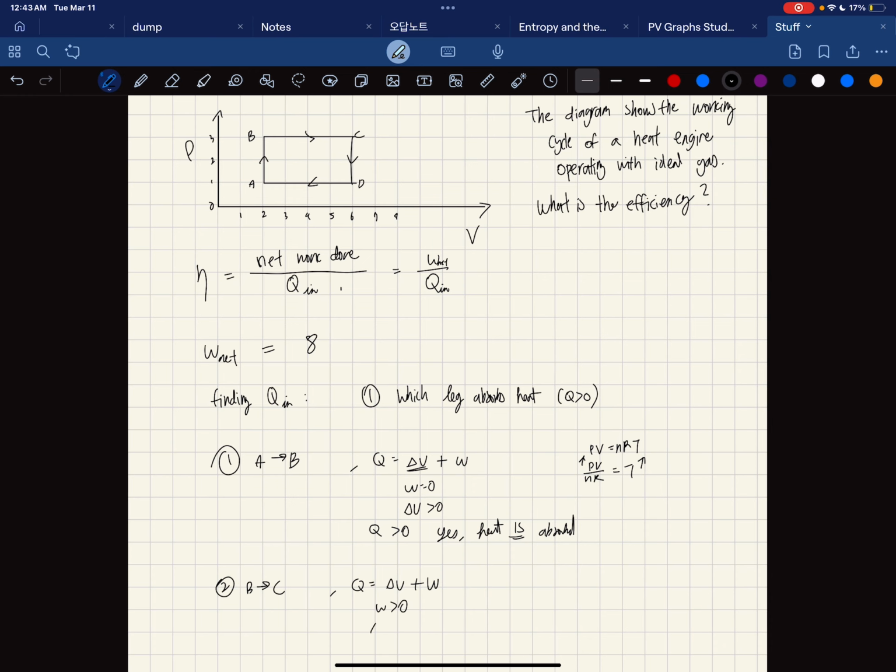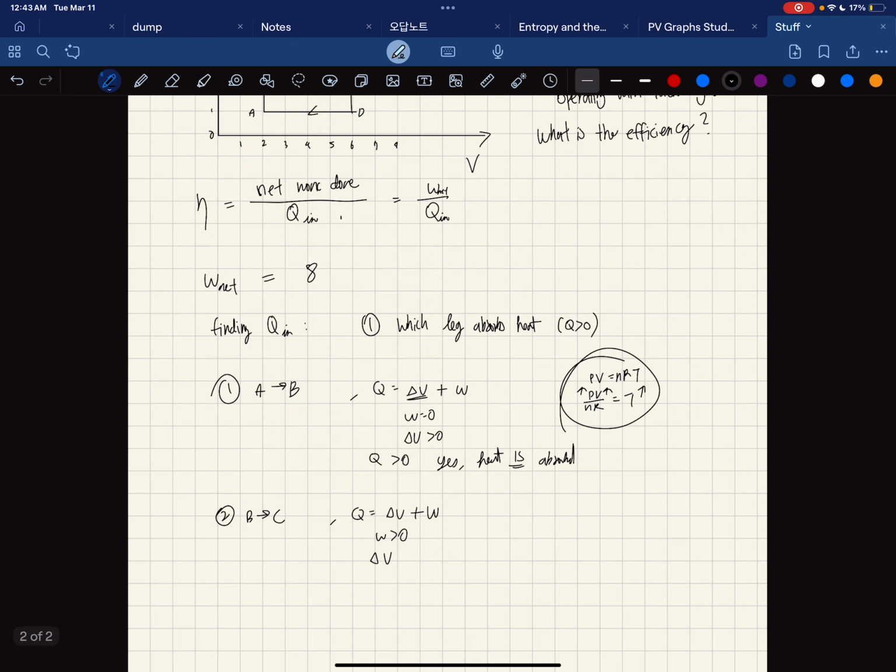Now, what about change in internal energy? Again, let's use this formula here. Only difference is that now both the pressure and the volume have increased, which means temperature obviously increases. And because internal energy is proportional to temperature, internal energy is also greater than 0, which means Q is greater than 0. So yes, heat is absorbed.